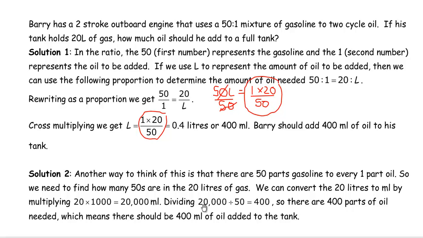So if we divide 20,000 by 50, because there's 50 parts gasoline to every 1 part oil, 20,000 divided by 50 gives us 400. So that means there's 400 50s in that 20,000. So there would be 400 parts of oil needed. Okay, so Barry would add 400 milliliters of oil to the tank. So that's another way to do that.